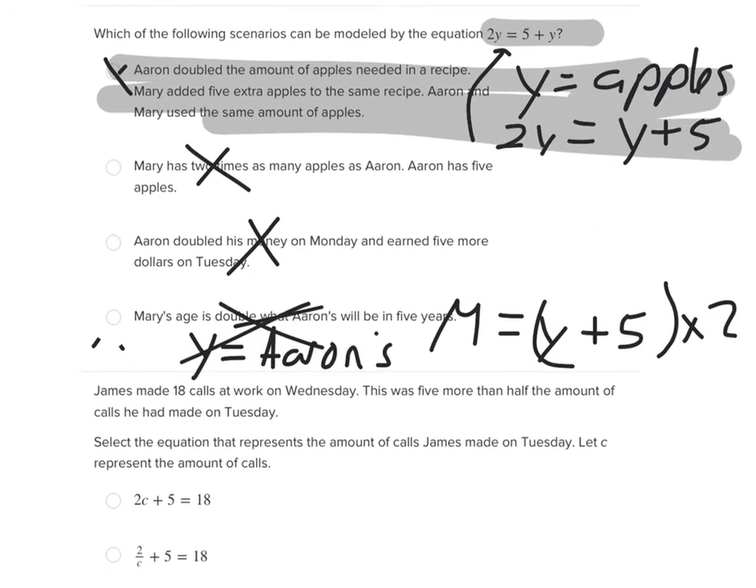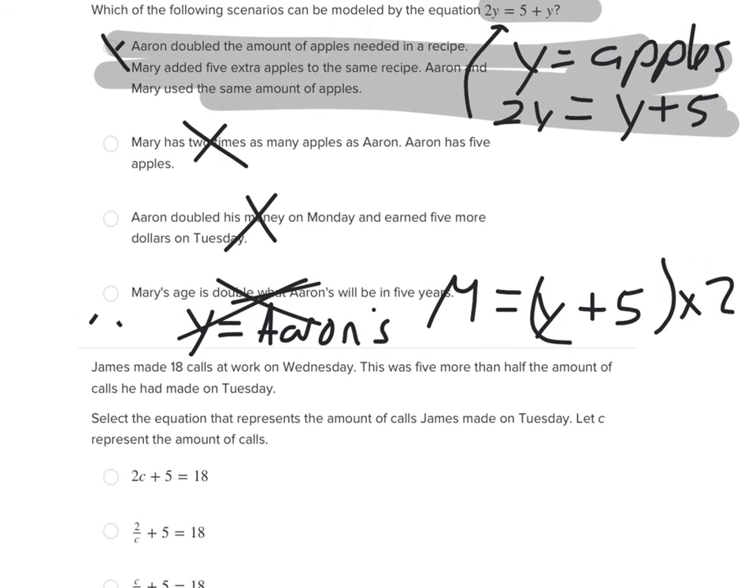Next question. James made 18 calls at work on Wednesday. This was 5 more than half the amount of calls he made on Tuesday. Select the equation that represents the amount of calls James made on Tuesday. C represents the amount of calls. Okay, so C equals calls on Tuesdays.